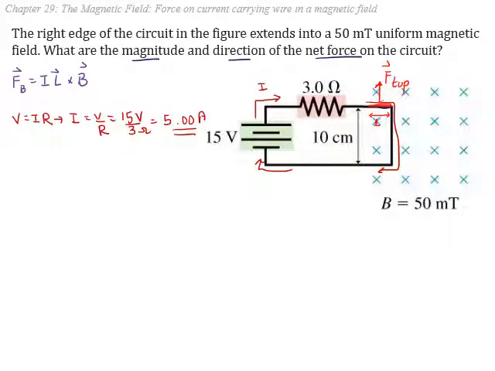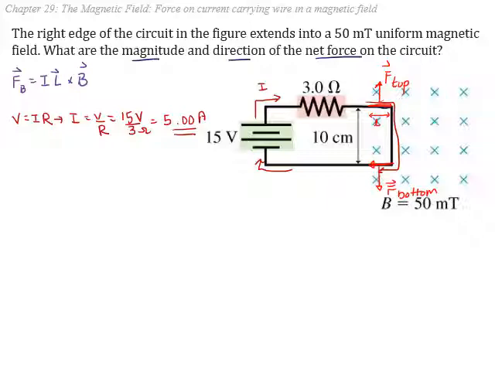Okay, while we're thinking about the top, let's go down and do the bottom. Same length of wire is in the field on the bottom, but now the current goes the opposite direction, so the force on that bottom segment points down. You might already have an idea what's going to happen to those two guys.